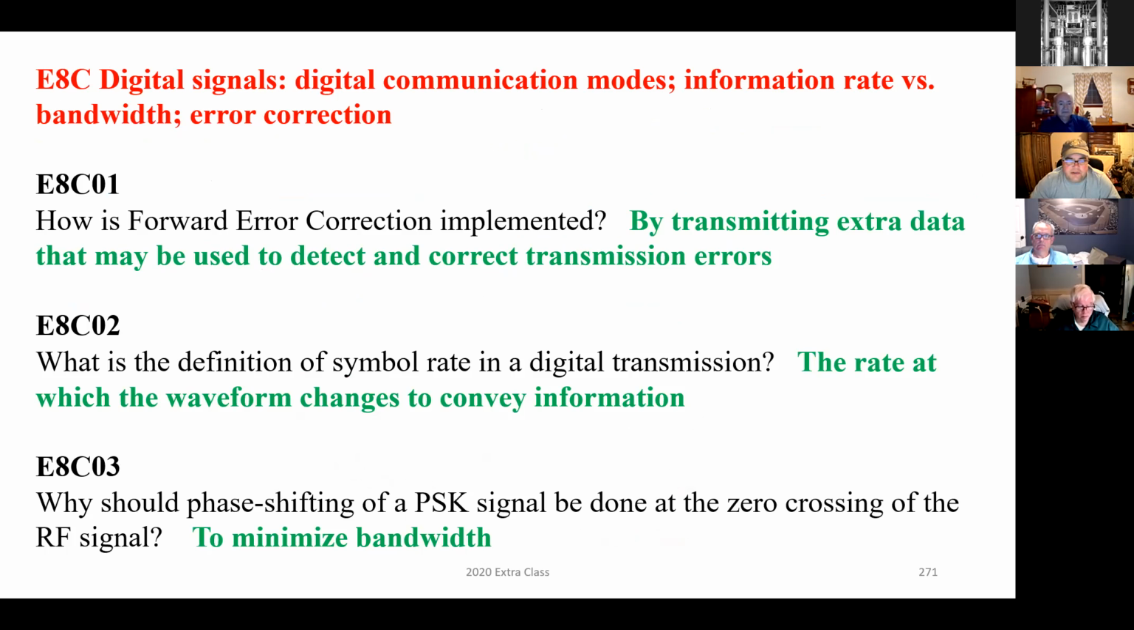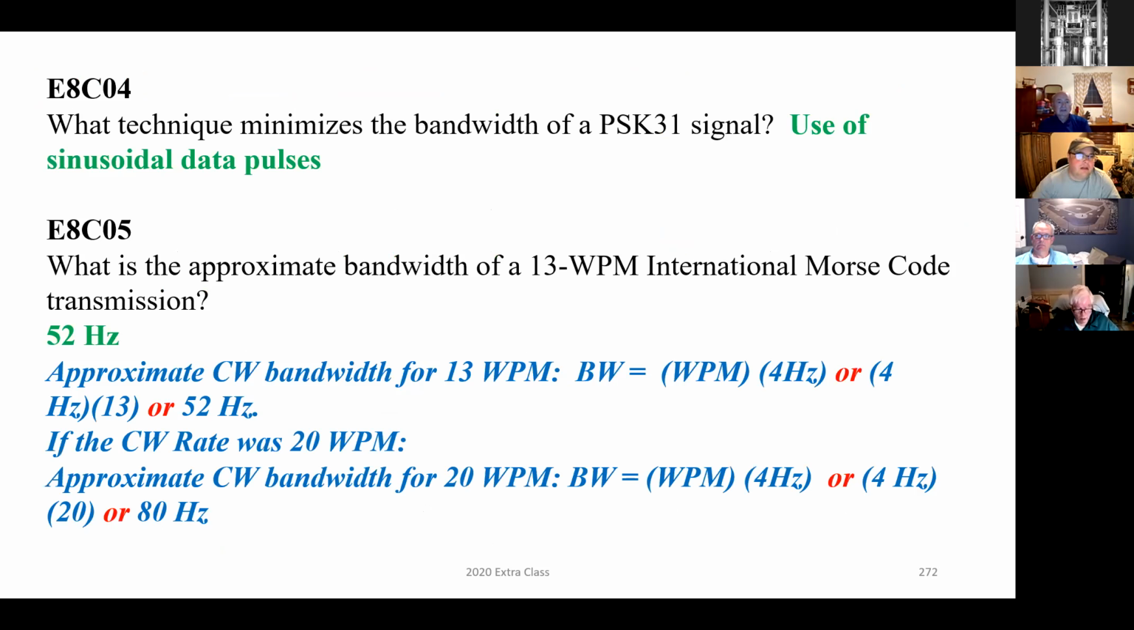What is the definition of symbol rate in a digital transmission? It's the rate at which the waveform changes to convey information. Why should phase shifting of a PSK signal be done at the zero crossing of the RF signal? It's to minimize bandwidth. What technique minimizes the bandwidth of a PSK31 signal? Use of sinusoidal data pulses.